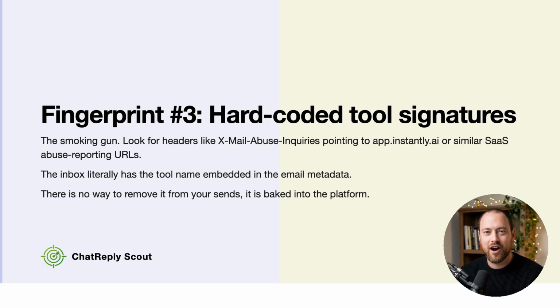Fingerprint number 3, hard-coded tool signatures, the smoking gun. Look for headers like X-Mail-Abuse-Inquiries pointing to app.instantly.ai, app.smartlead.ai, or any other SaaS abuse reporting URL. The inbox literally has the tool name embedded in the email metadata. There is no way to remove it from your sends. It is baked into the platform. 3 fingerprints, 1 verdict. Even if your copy is 10 out of 10, this metadata posture caps your inbox placement before the message is read.